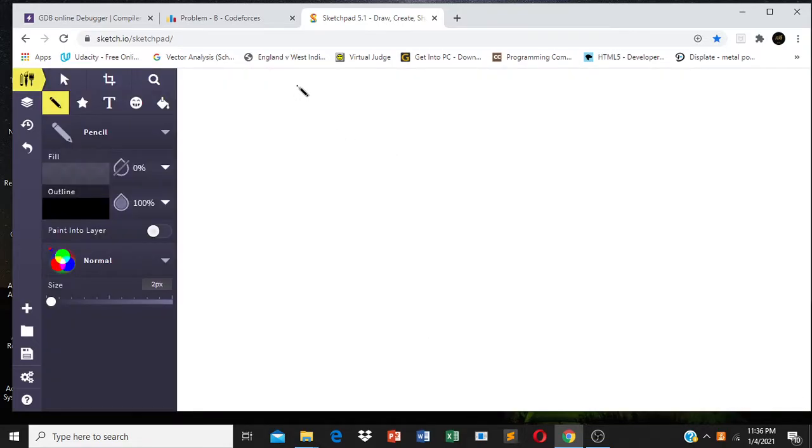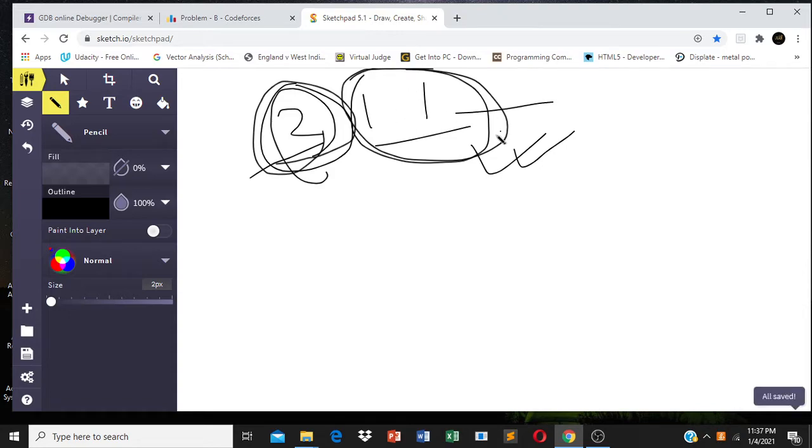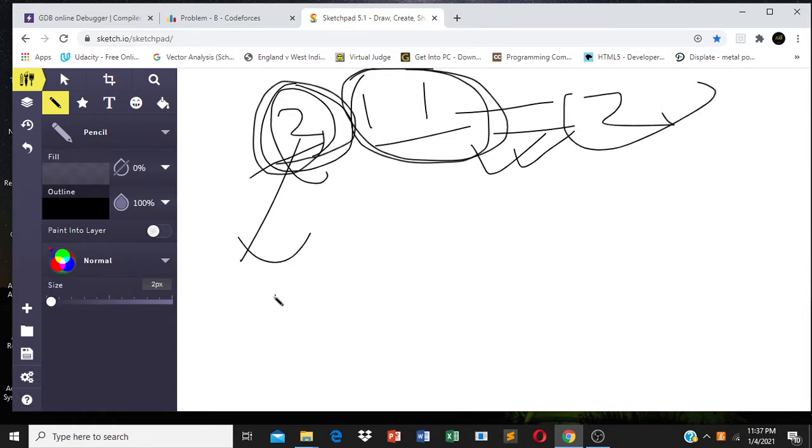The case is this. Look, what if we're given 2, 1, and 1? Now how many 2's are there? One 2. How many 1's are there? Two 1's. Now this does not meet my earlier expectations. I had concluded that if any count is odd, then the answer is always no. Turns out this is yes, because I can make 1 1 one part and 2 another part.